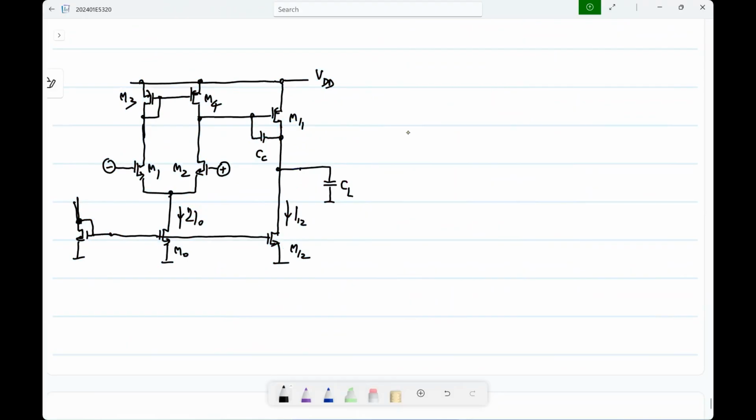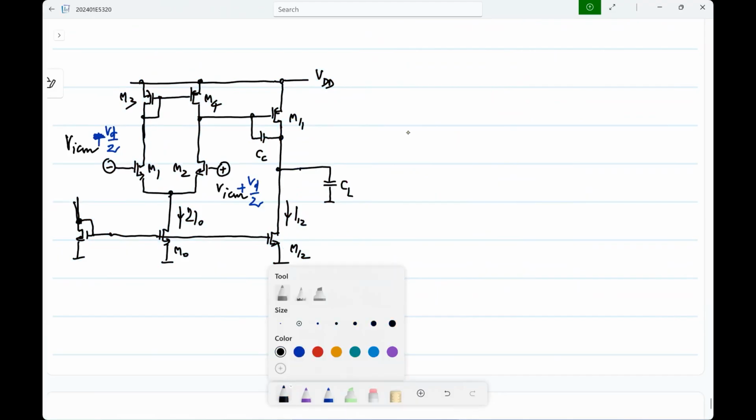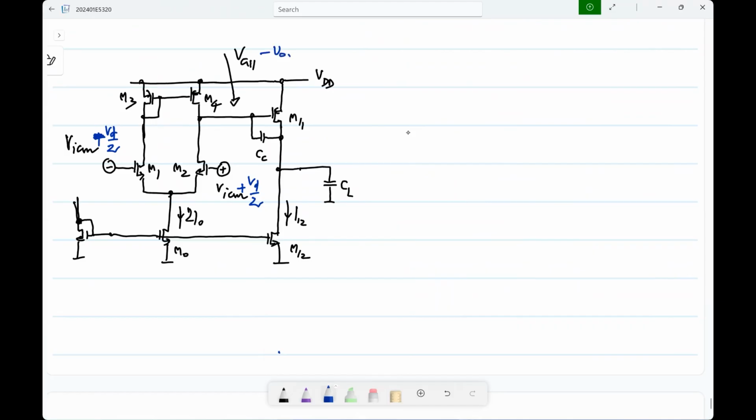Okay. So the gate voltage of this is some VG11, and it has the output of the first stage as the signal. The gate voltage of this is some fixed VG12. Okay.